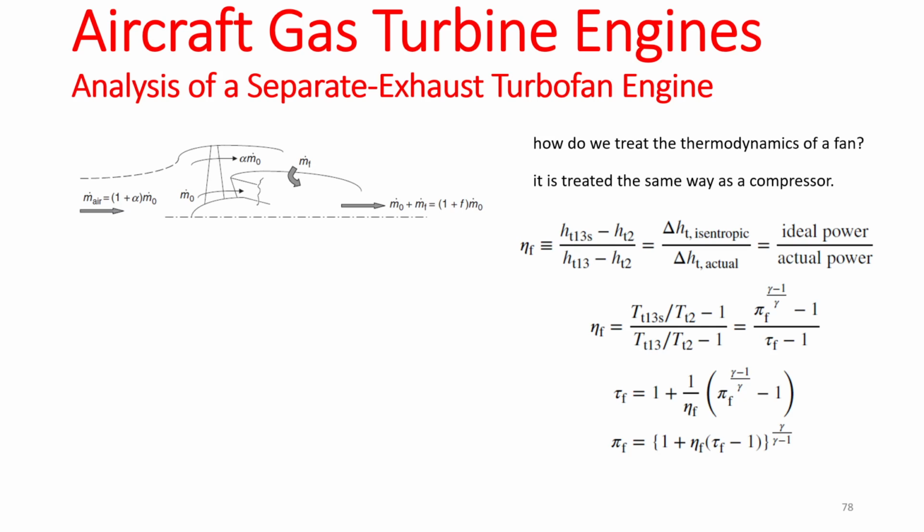And we are also adding fuel at the burner, so your jet exhaust mass flow rate is going to be m dot naught plus m dot f, which is 1 plus f times m dot naught. Okay. So let's write the energy balance for this system. What is the total? Well, let's try to write this.